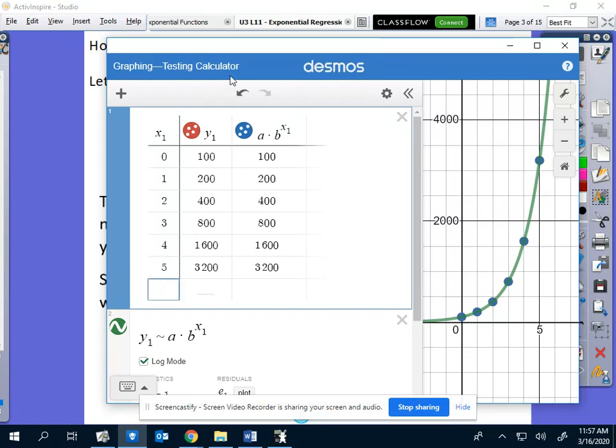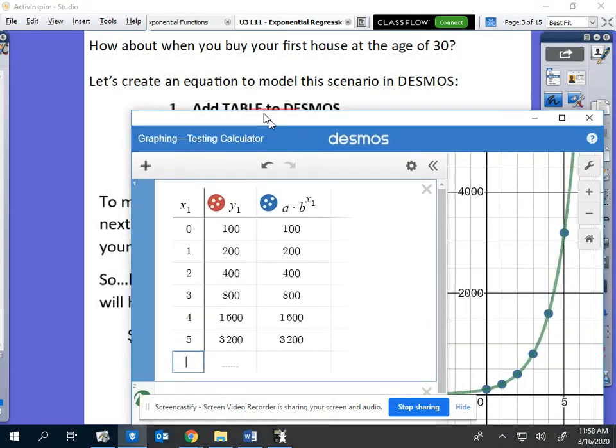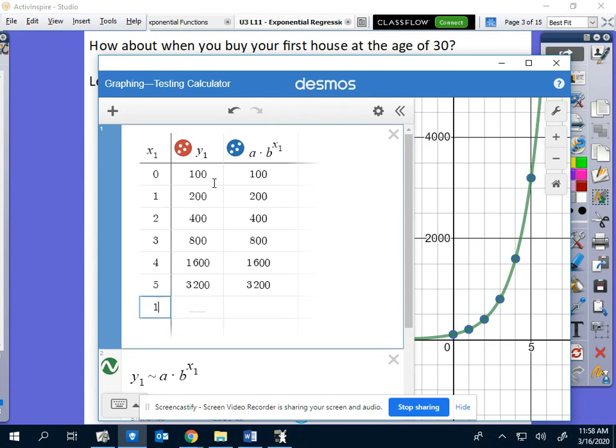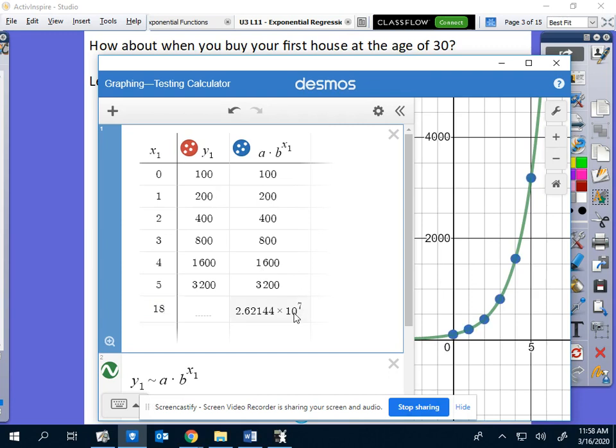So now we want to make our predictions. The first thing I do is go to the bottom of the x column and type in, let's see, what age were we when we graduated from high school? 18 years old. If I type in 18, that is a big number. 10 to the 7th power means moving the decimal point 7 places to the right. So I think that's $26 million. You're going to have $26 million.